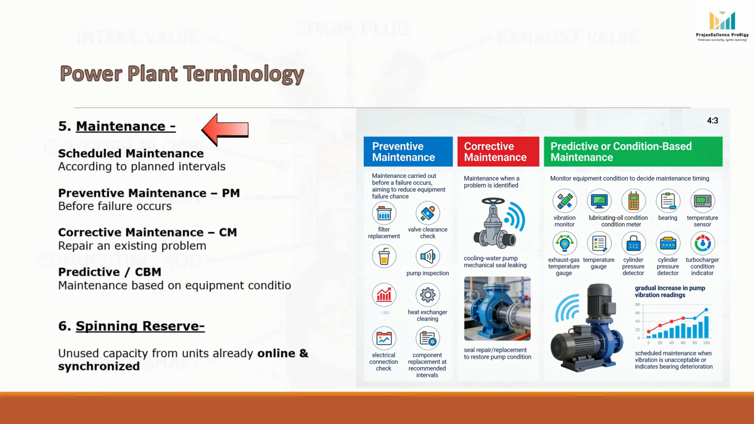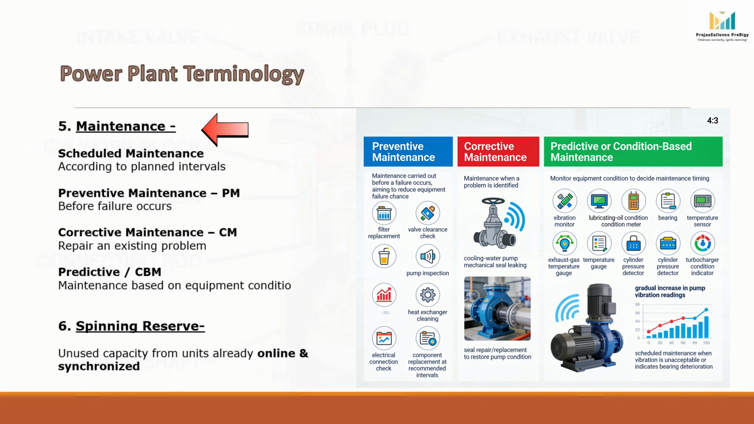Corrective maintenance. This is carried out when we identify a problem that needs to be corrected. For example, suppose we notice that a cooling water pump mechanical seal is leaking. So in this case, we repair or replace the seal to restore the pump to proper condition.